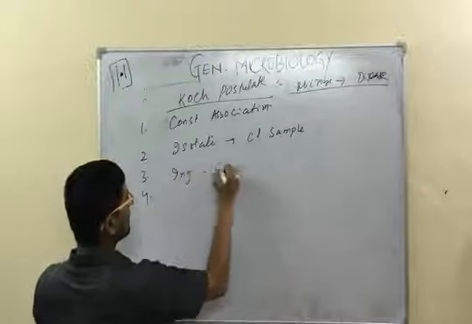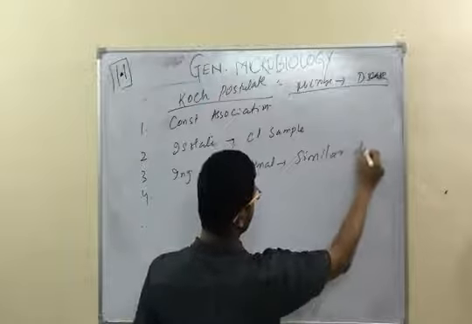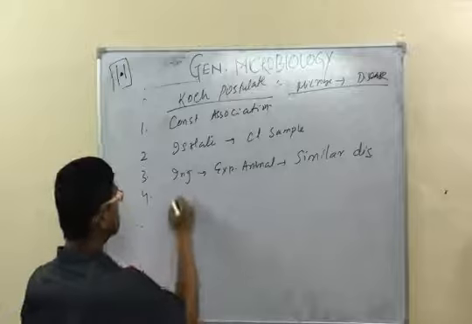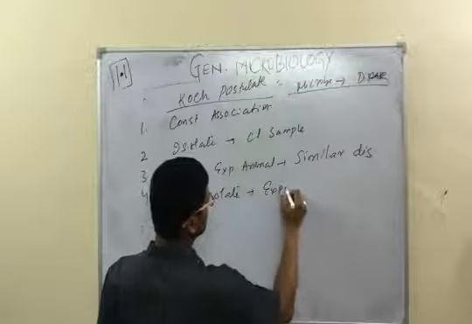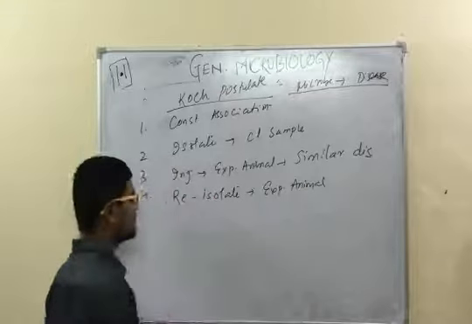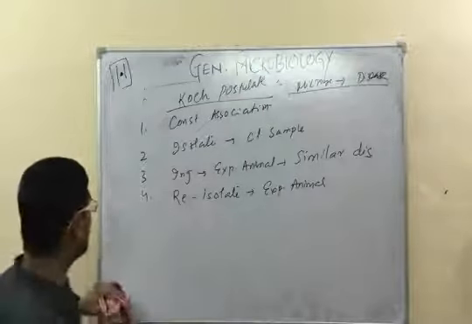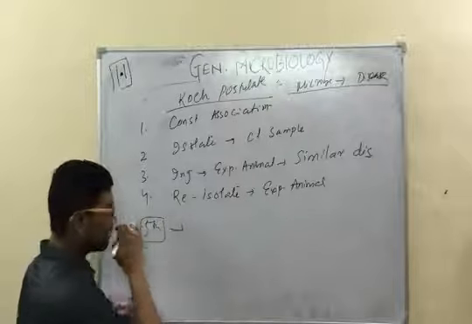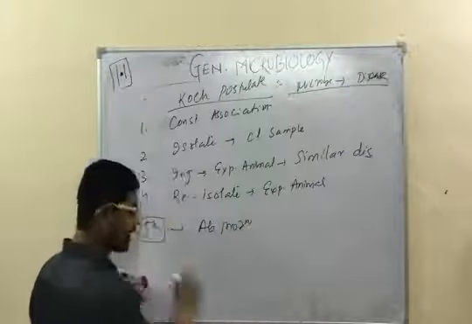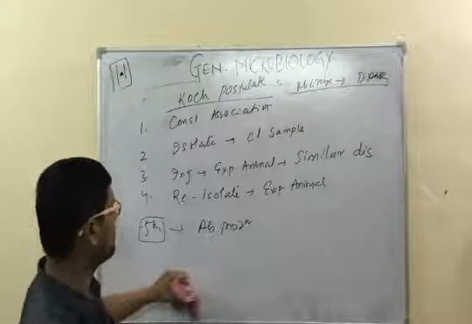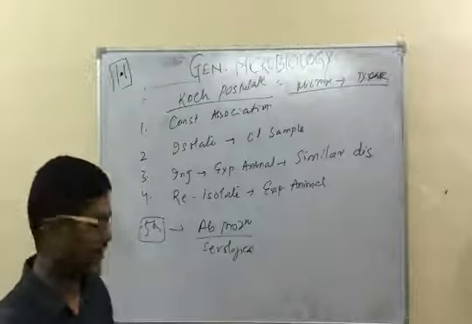When you inject the microbe into an experimental animal, it should produce a similar disease, and you should be able to re-isolate the microbe from the experimental animals. So these are the four postulates under Koch postulate. Later on, a fifth criterion was introduced by his followers, and according to this, there should be antibody production against the bacteria. So the serological response is the fifth criterion which was introduced later.